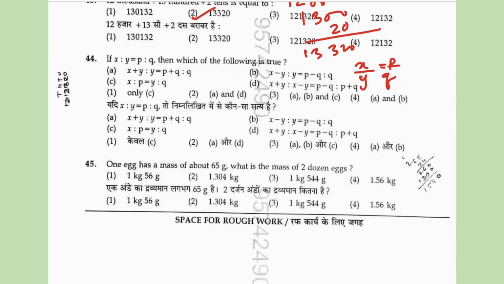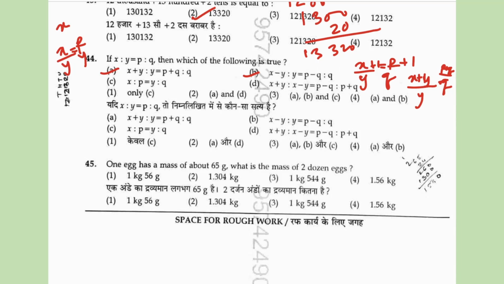Okay. So whenever you add the same number to both the sides, the equation remains the same. So if I add it up, I get x plus y over y is equal to p plus q over q. Okay. So this first one is true. X plus y over y is same as p plus q by q. Similarly, if I had subtracted one, I would get x minus y over y same as p minus q by q.